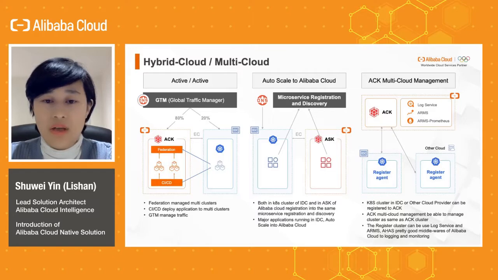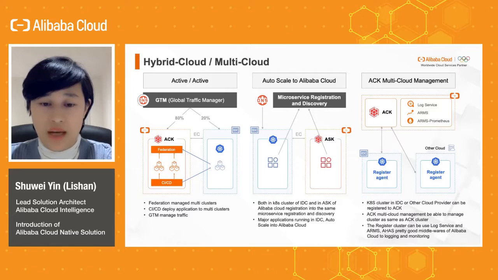The second one is autoscale to Alibaba Cloud, the major application running on IDC. When the application needs scale, it can autoscale into Alibaba Cloud. Both services are registered to the same microservice registration and discovery.